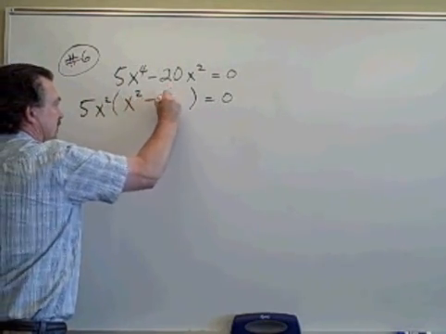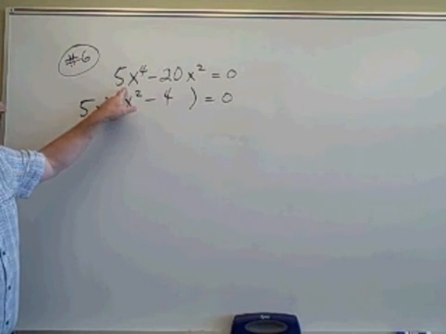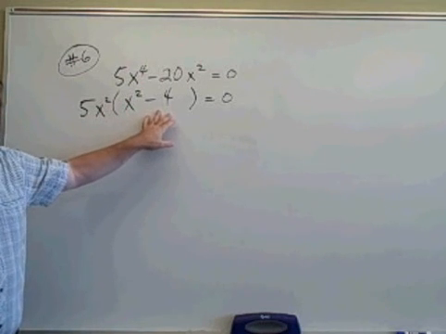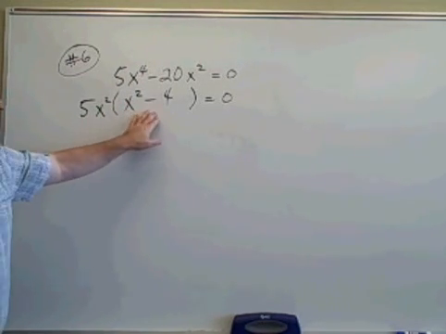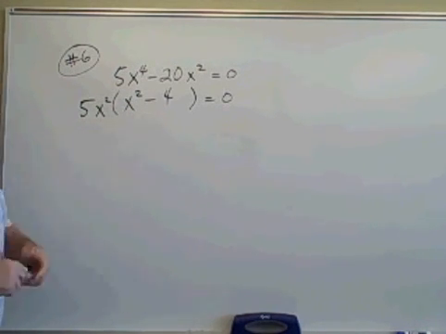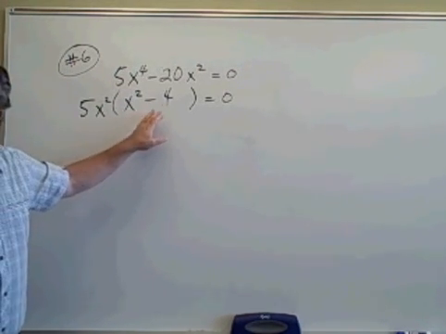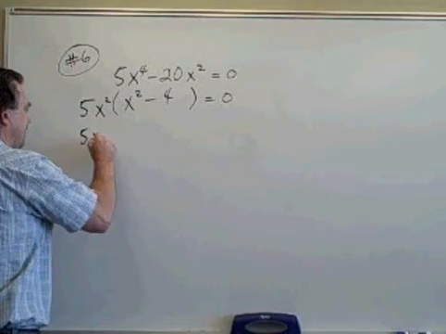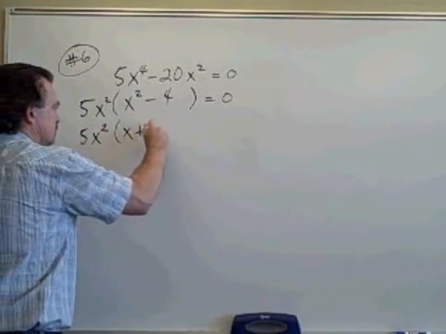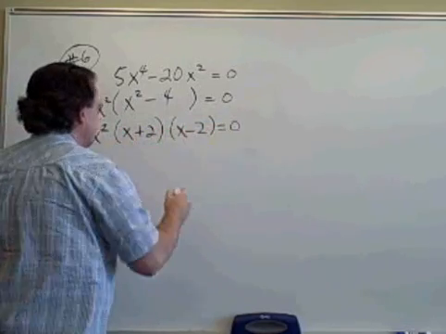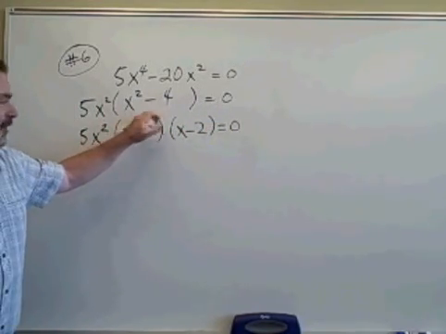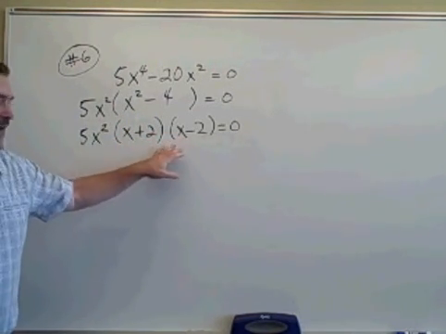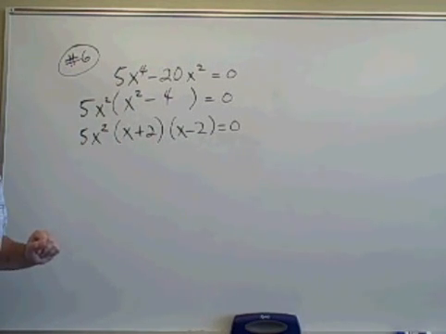That would leave us x squared minus 4. Dividing this term by 5x squared, we get x squared. Dividing minus 20x squared by 5x squared, we get minus 4. Now we look at that binomial to see if we can factor it further, which I trust you can recognize is the difference of squares, x squared minus 2 squared. And x squared minus 2 squared would factor into x plus 2 times x minus 2. And we have completely factored that original polynomial.